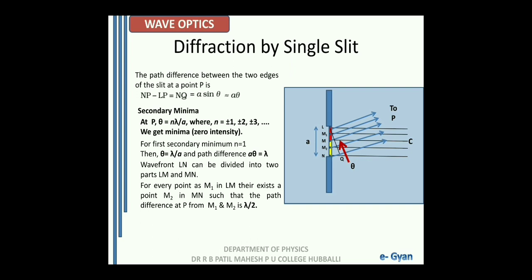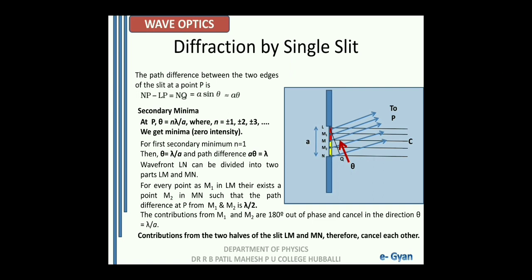Now, what do we mean by path difference lambda by 2? It means that at point P, if m1 is giving a crest, then m2 is giving a trough. So they are cancelling the effect of each other at point P. Therefore, the contributions from m1 and m2 are 180 degrees out of phase and cancel in the direction theta equal to lambda by a. Now, as we have m1 and m2, every part of LM cancels the light from part MN at point P. So the contributions of the two halves of the slit, LM and MN, cancel each other. When they cancel the effect of each other, we get the minima, that is 0 intensity. No light reaches point P.